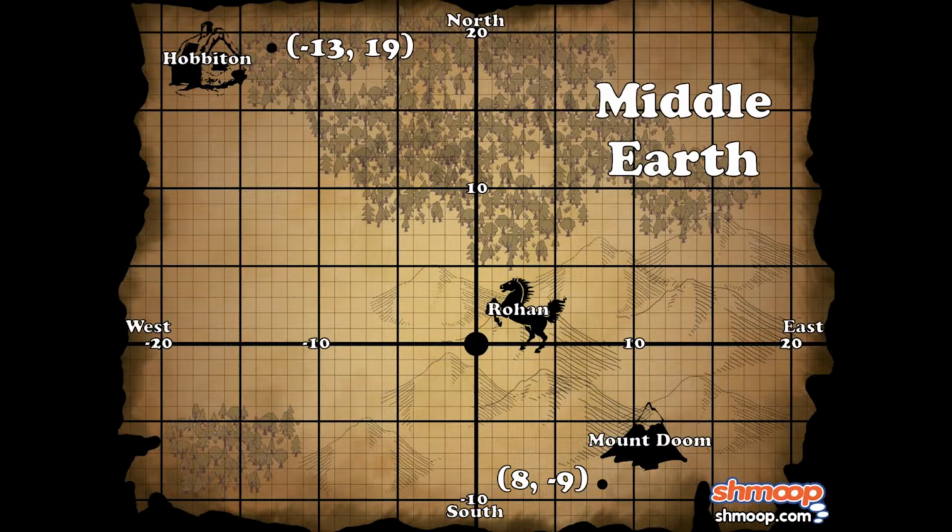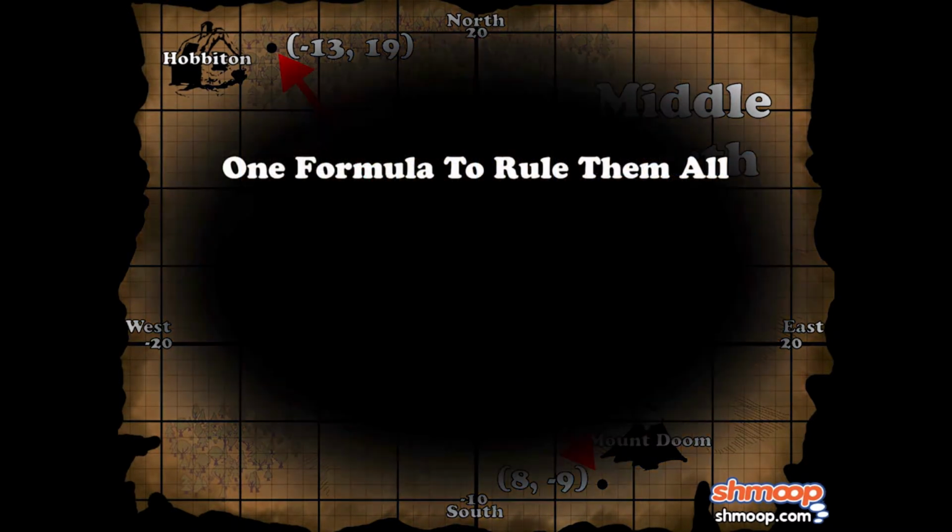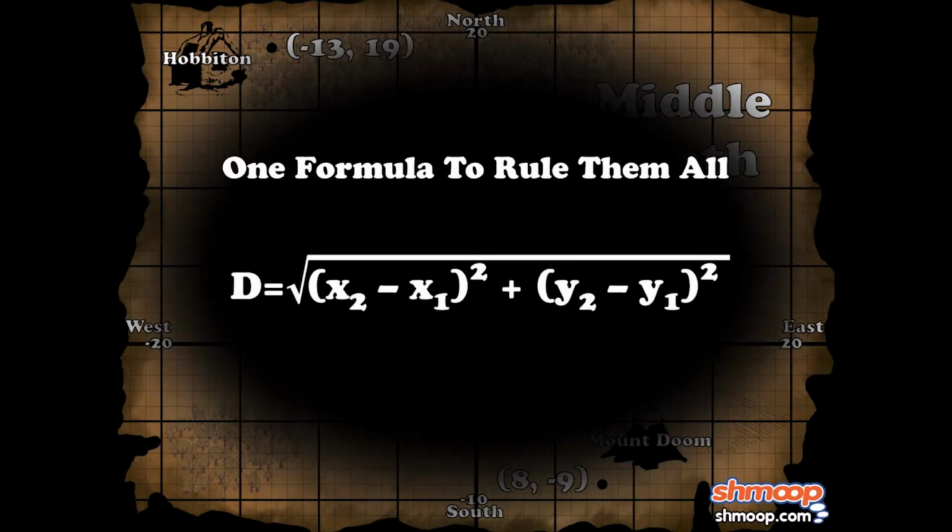Now that we have the coordinates of our two endpoints, we can calculate the distance between them using the one formula to rule them all. The distance d equals the square root of (x2 minus x1) squared plus (y2 minus y1) squared, where x1, y1 and x2, y2 are the coordinates of the two endpoints.